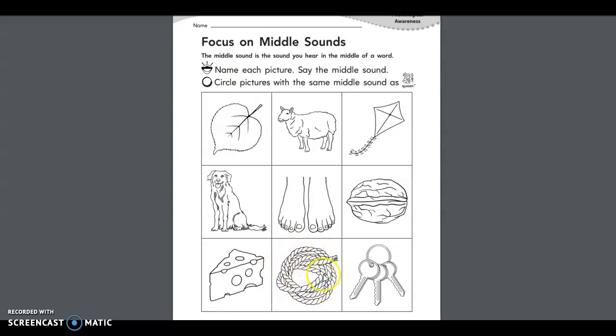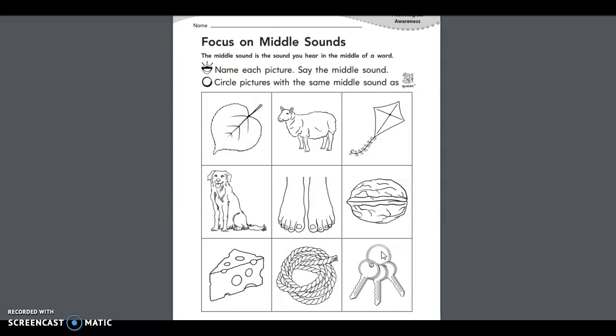Rope. Circle it if it has the same middle sound as queen. Leave it alone if it doesn't. And the last one, keys. Circle it if it has the same middle sound as queen. Leave it alone if it doesn't.